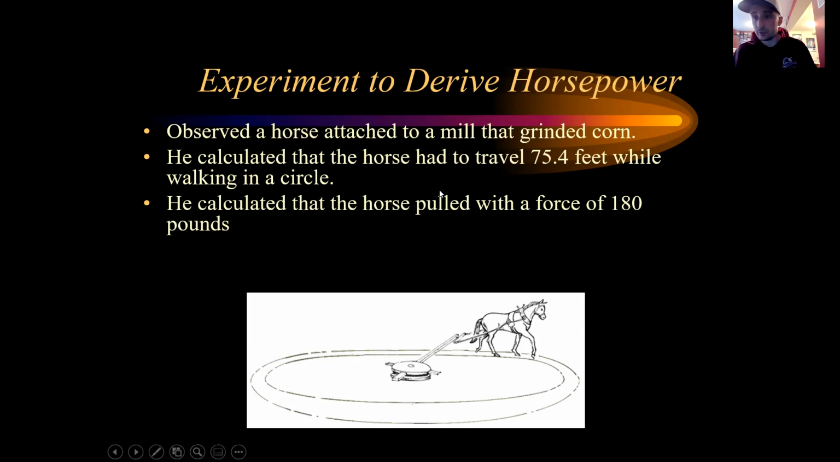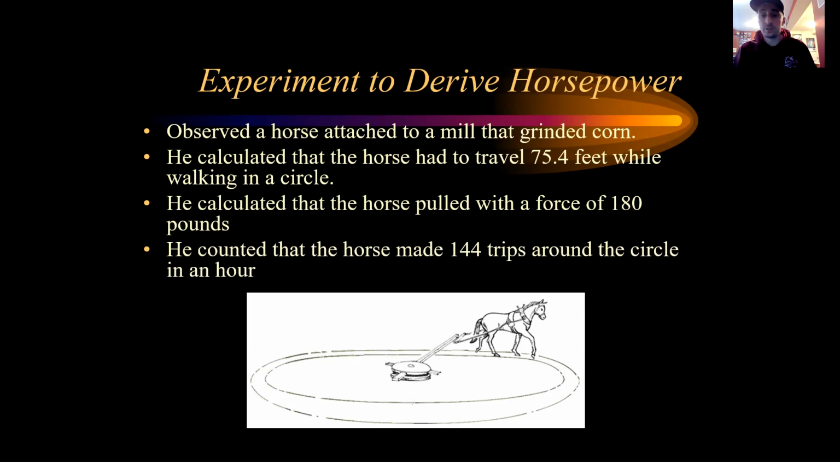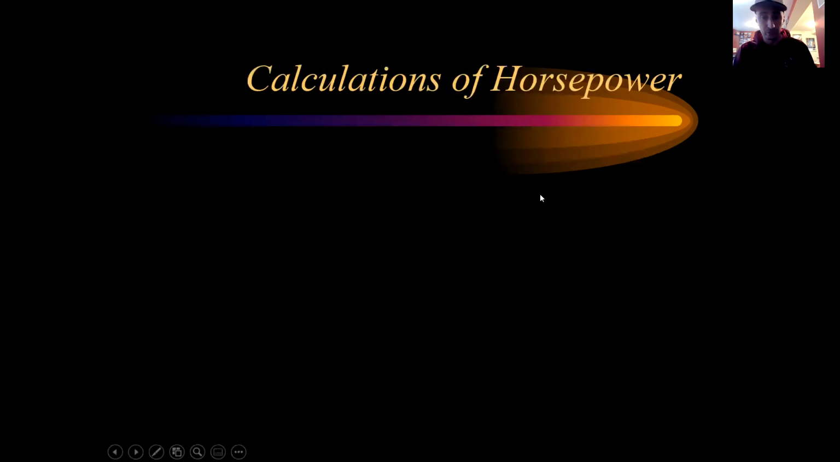The next thing we want to do, if we want to know power, is we need a unit of time, right? So he counted how many trips the horse makes in a certain amount of time, and then he can figure out how long it would take to make one loop around. Using that, you can calculate the power of that horse. And that's what he did.